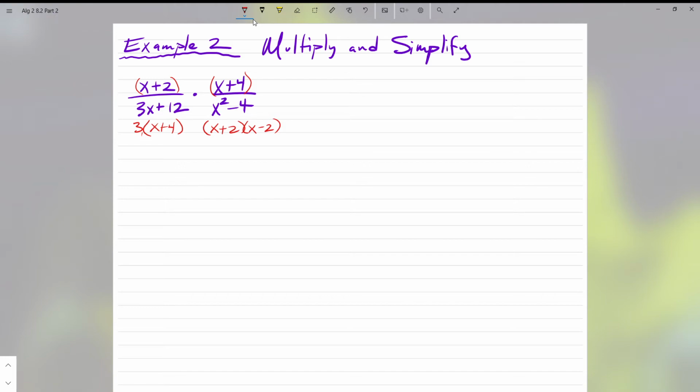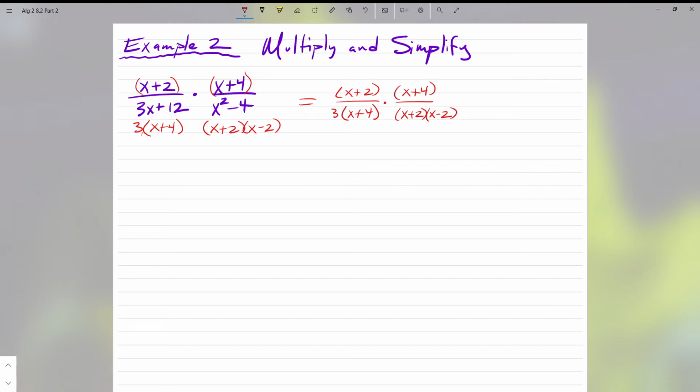And then if you want to rewrite it to make it simpler, you certainly can. It's just kind of your own personal choice. You can rewrite this as x plus 2 over 3 times x plus 4 times x plus 4 over x plus 2, x minus 2.